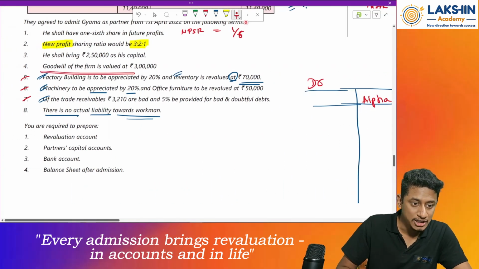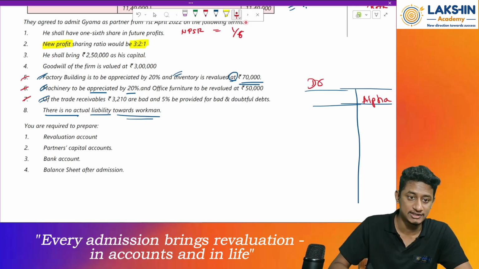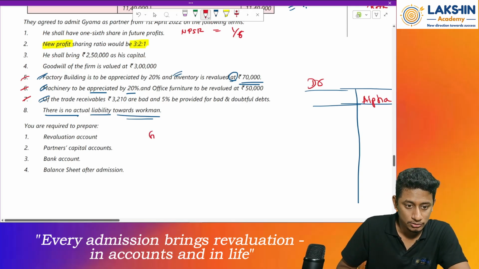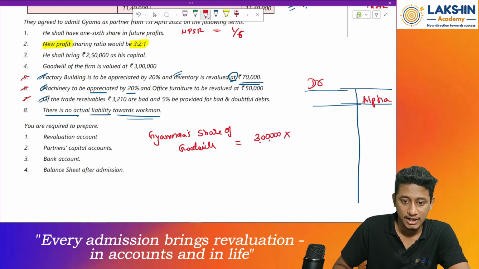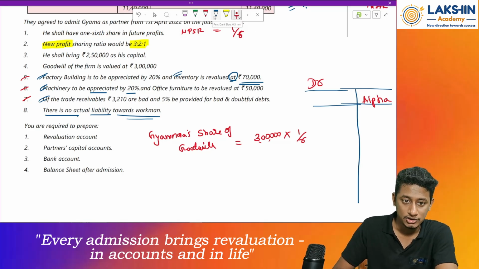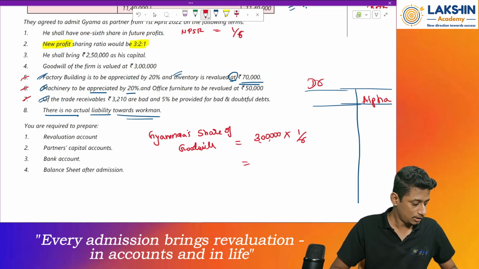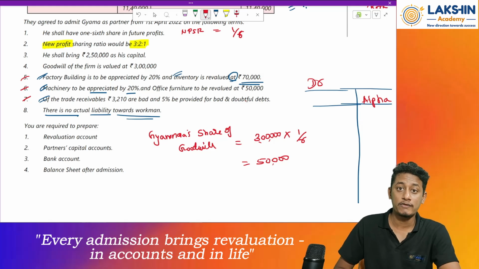So we have been given the value of goodwill of the firm, but do we know his share of goodwill? Yes. How to find it out? Gamma's share of goodwill equals rupees 3 lakh into 1/6. Why 1/6? Because 1/6 was the new profit sharing ratio of the new partner. So 3 lakh divided by 6, rupees 50,000, is the share of goodwill of the new partner.